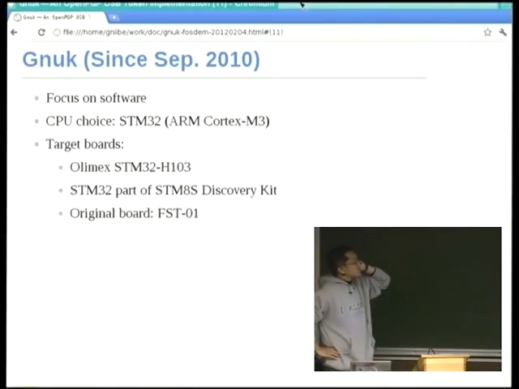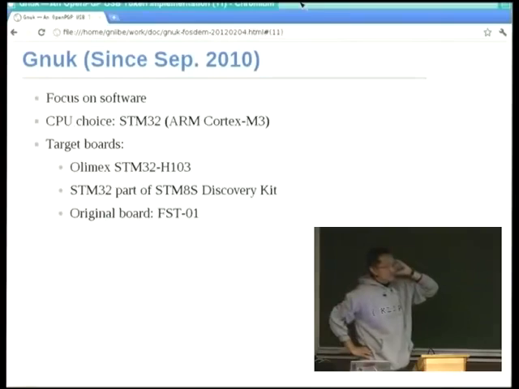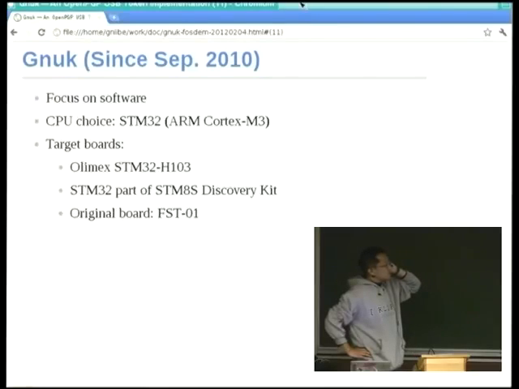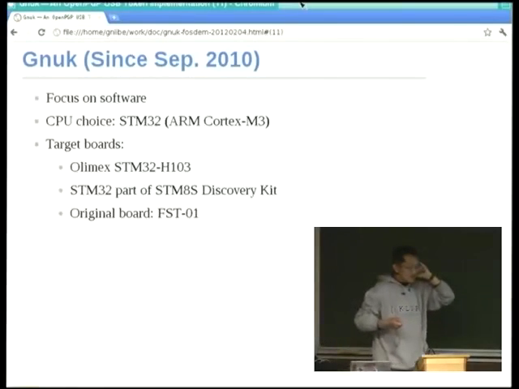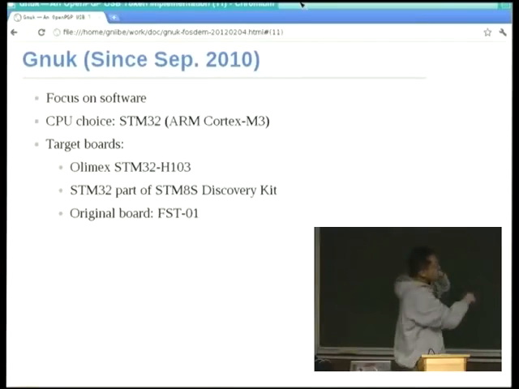The CPU choice is a Cortex-M3 based STM32F103. Currently, the target board is the Olimex evaluation board. And this is a kind of hackish, but we can use the STM32 part of the STM8S Discovery Kit. I also developed my own board named FST-01.